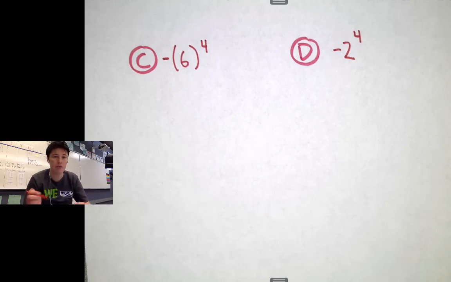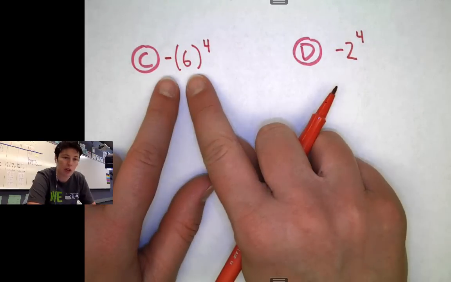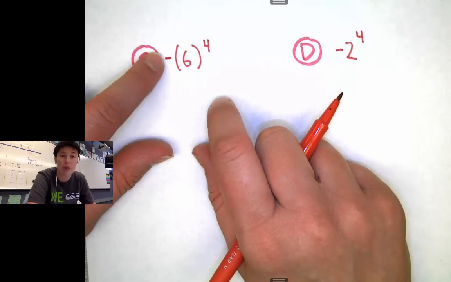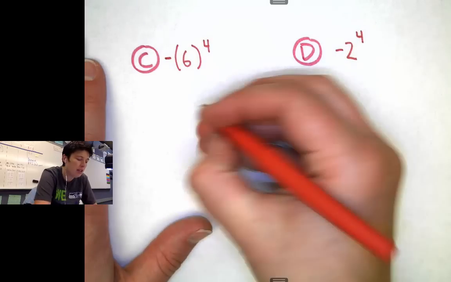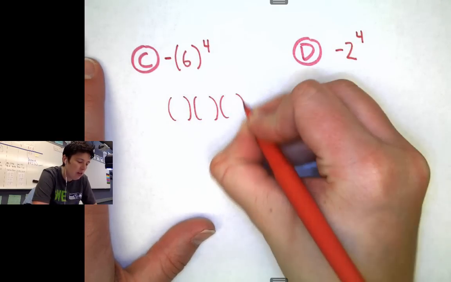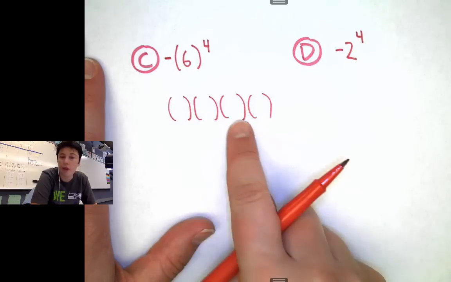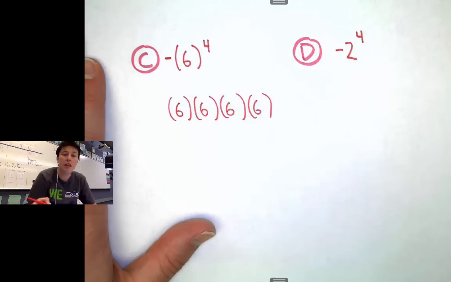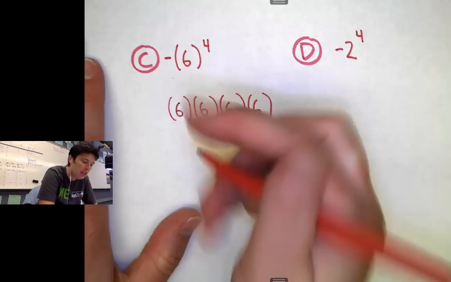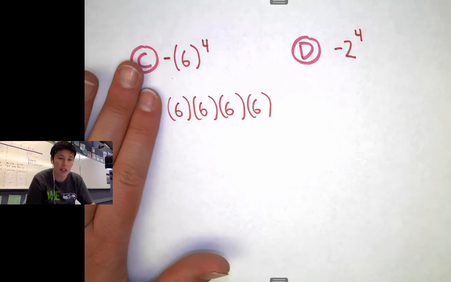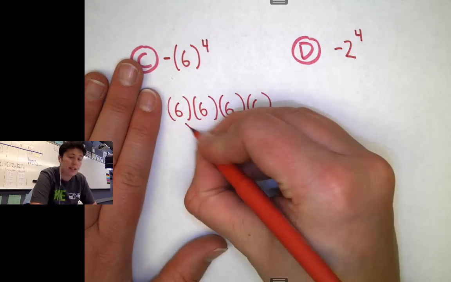So here we go. We're going to go through each of these. So this one's a little tricky. It's 6 to the fourth power. There's a parenthesis, and then there's a negative outside of it. So what that means is we have a parenthesis to the fourth power. So there's going to be 4 of them. Let's see. 1, 2, 3, 4. There's going to be a 6 in each of these. And then this negative that's out in front is still sitting out in front. In fact, I'm kind of forgetting about it and just going to ignore it and work on my math here.